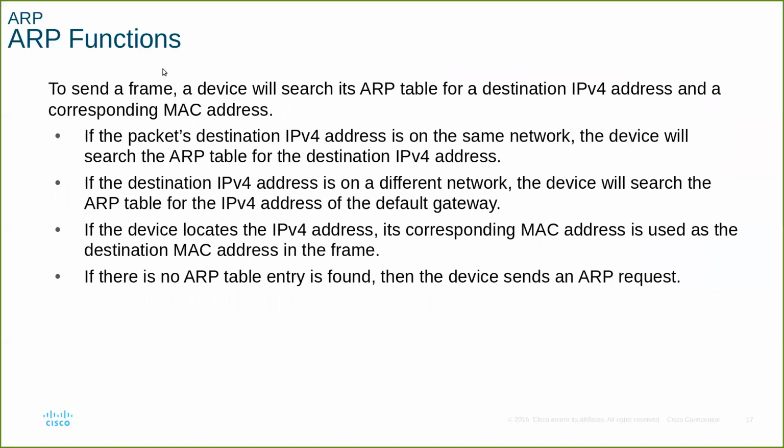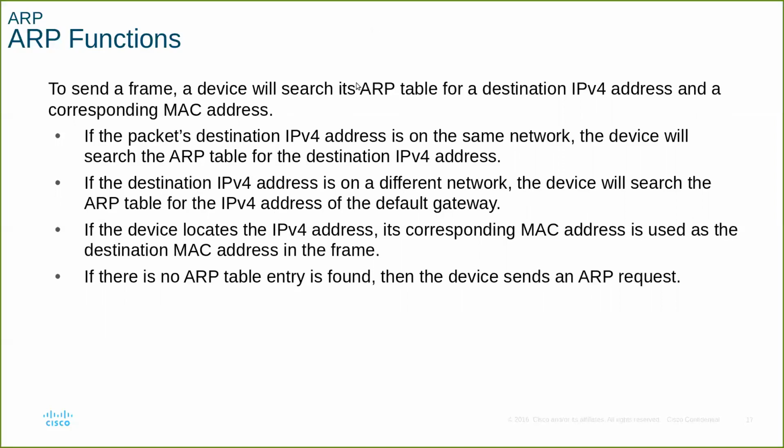So these are the functions of ARP. If a packet's destination IPv4 address is on the same network, the device will search the ARP table for the device's IPv4 address. If both the source and destination are on the same network, the device is going to search the ARP table for the destination. But if the destination address is on a different network, the device will search the ARP table for the IPv4 address of the default gateway. Like I told you, if the destination is on a different network, you use the MAC address of the default gateway.